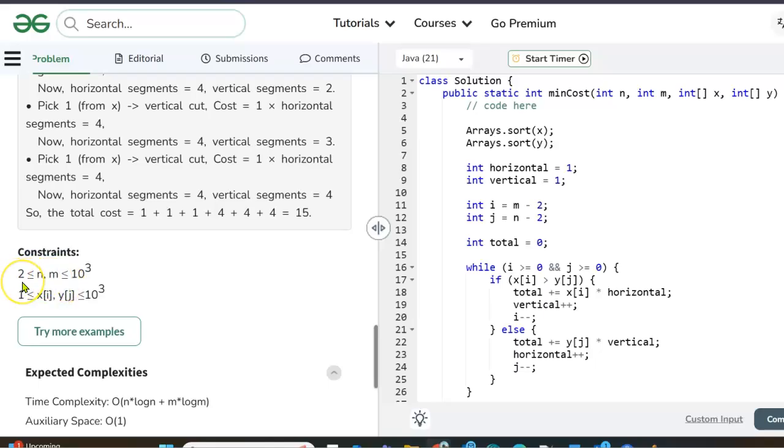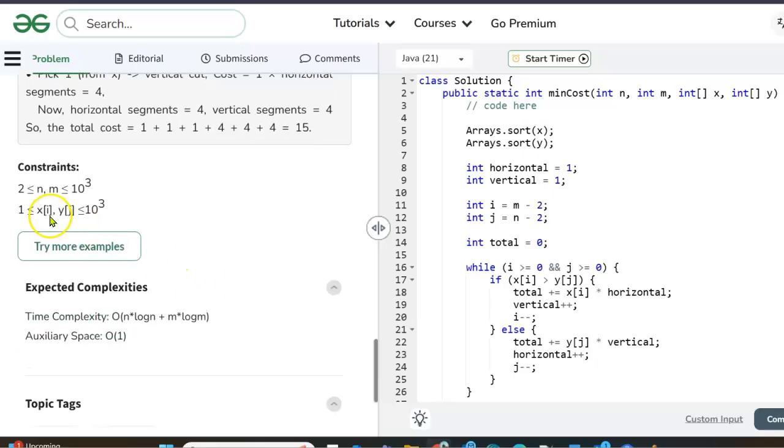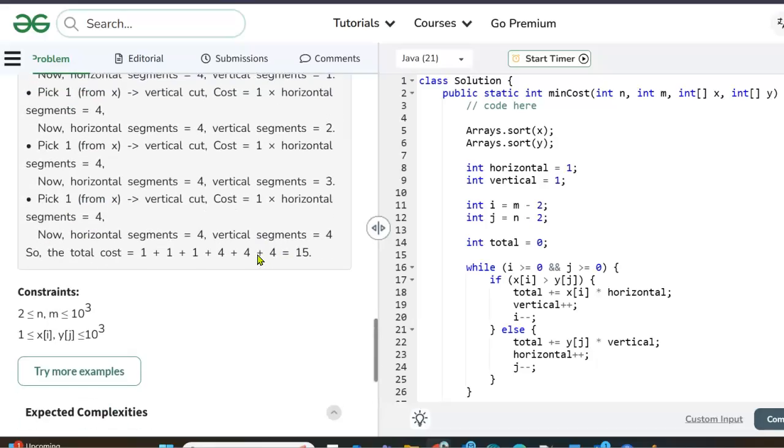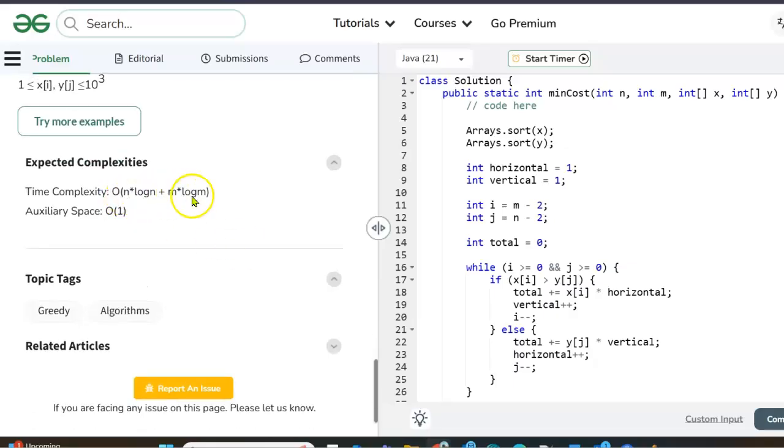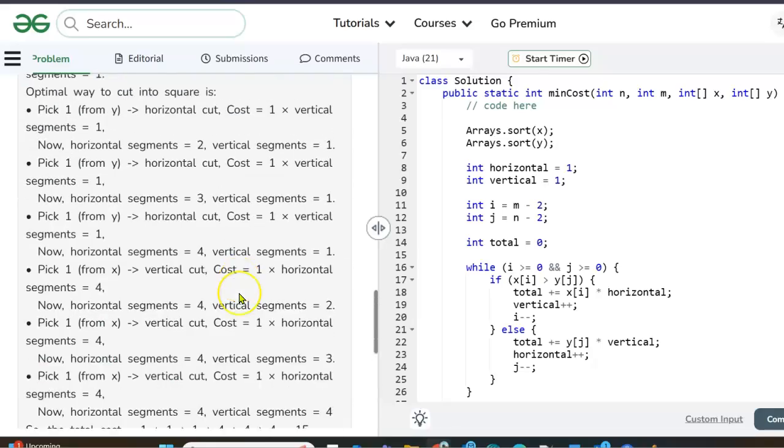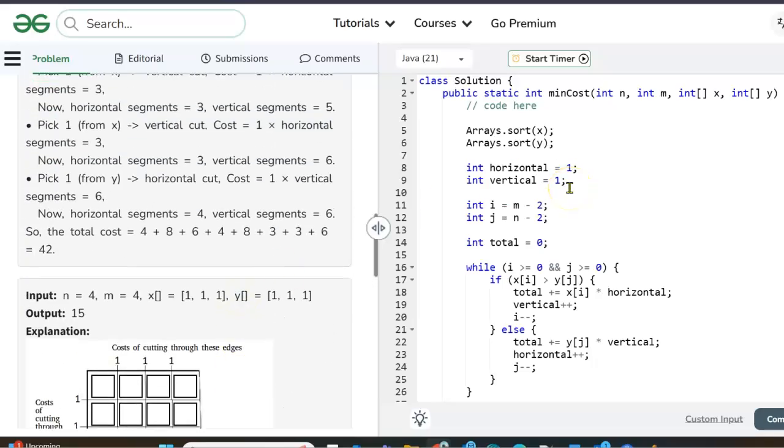N and M are going to be between 2 and 10 to the third, so up to 1,000 by 1,000. X[i] and Y[j], that's the cost of the cut, between 1 and 1,000. For expected complexity, it looks like we have a couple of sorts here. And the topic tag is greedy. So we get to do sorts. We'll sort these arrays.